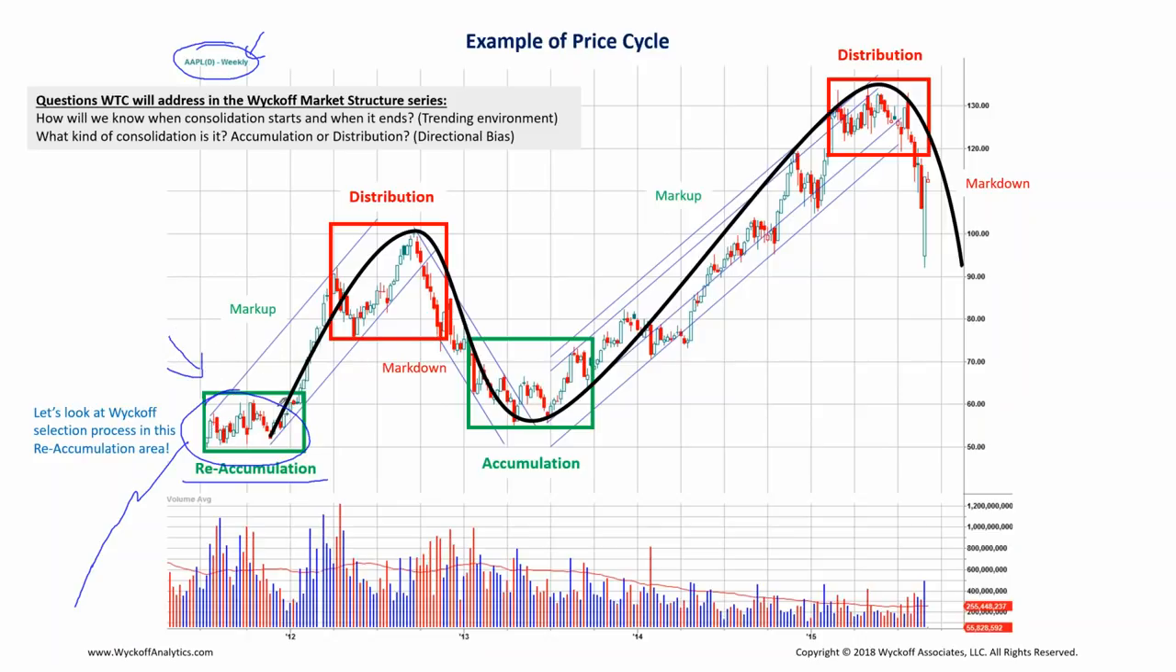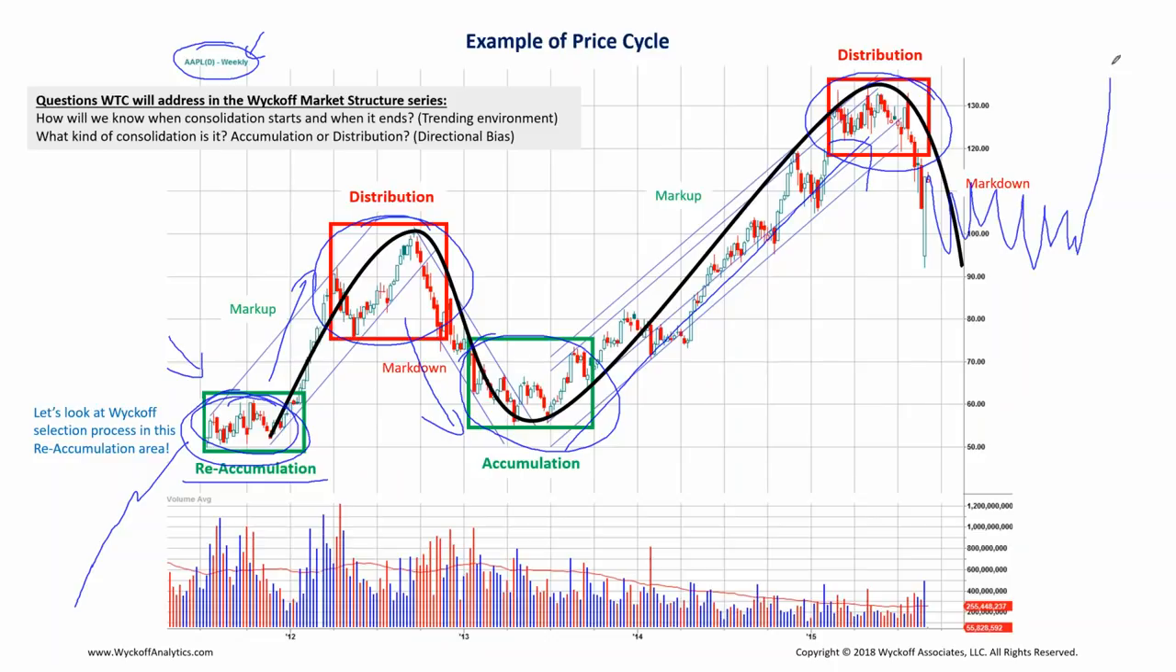We're seeing how, after the consolidation with the bias to the upside, we have a really good markup phase, then distribution after that, which leads us to the new low in 2013. Accumulation again, then the next move to the upside, and distribution again, consolidation in 2016, and you all know what has happened here and what has happened just lately.